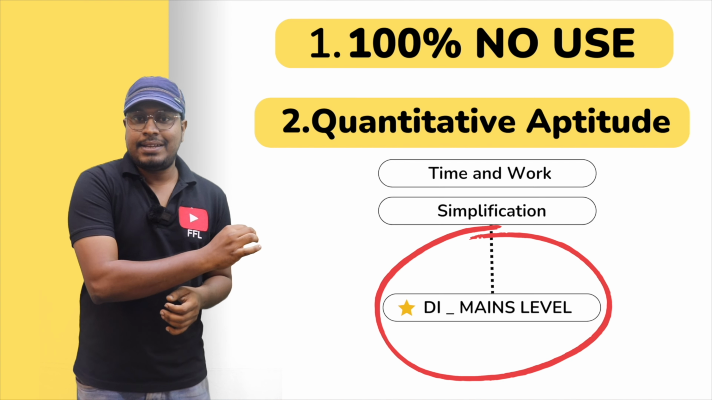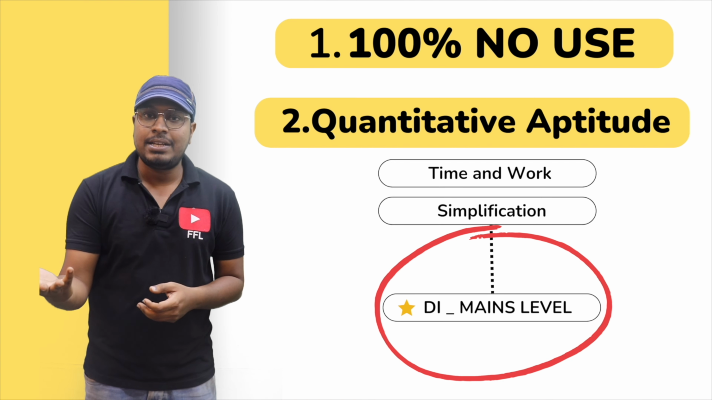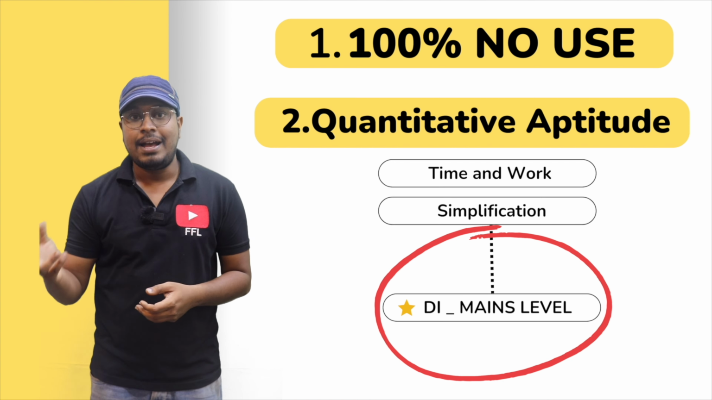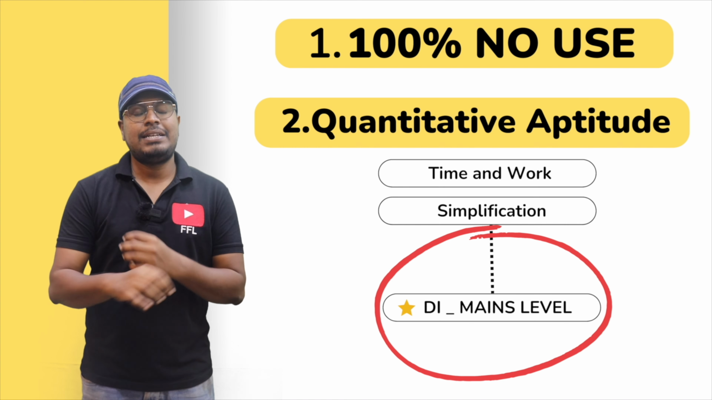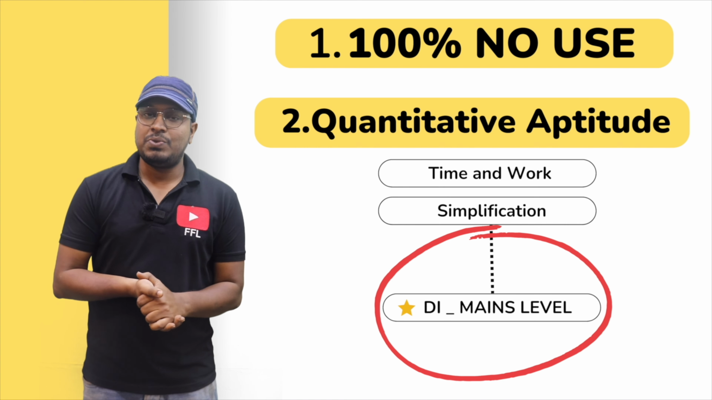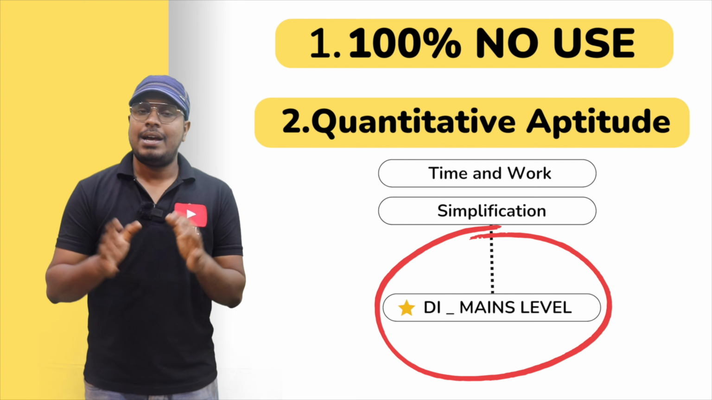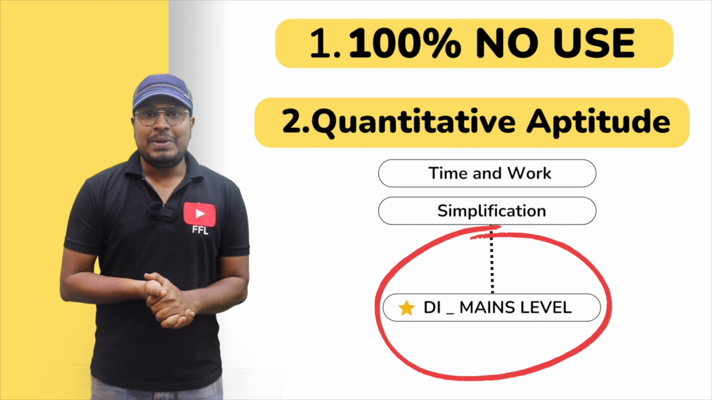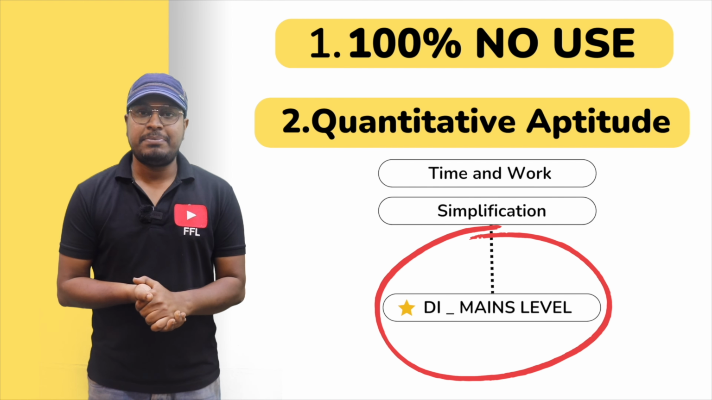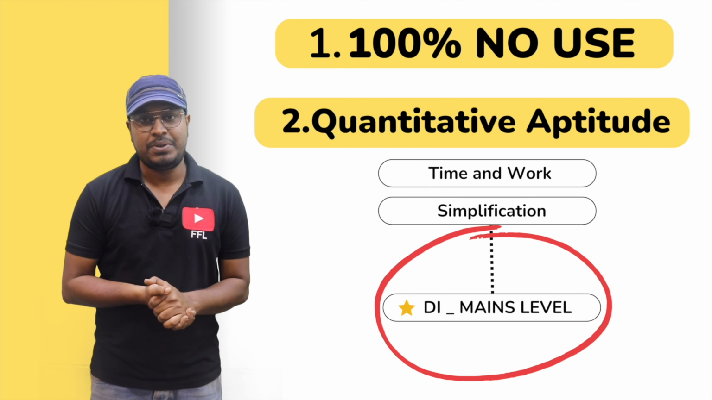First write the test and analyze what mistake you have done and where you have done the mistake, and then watch this video. Definitely it will be helpful for the students going for CAT exams and bank mains exams. So let me move on to these difficult data interpretation questions in these types of videos.